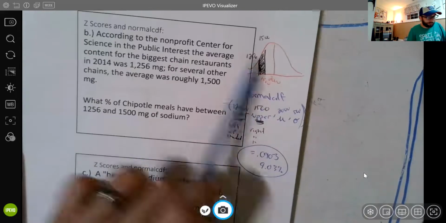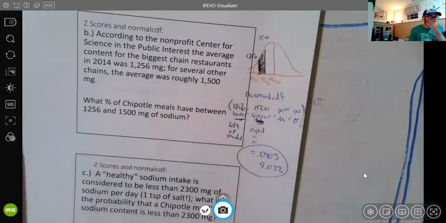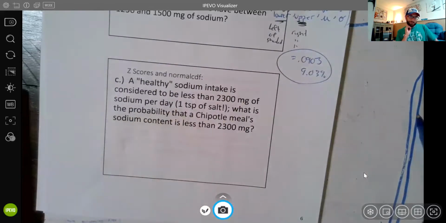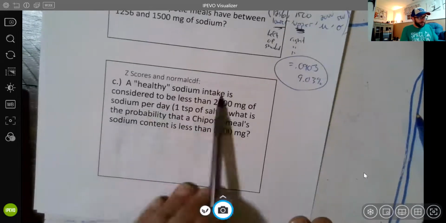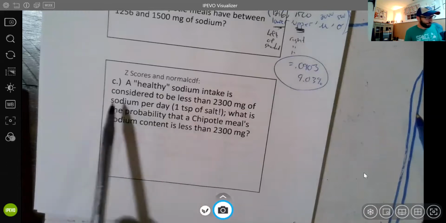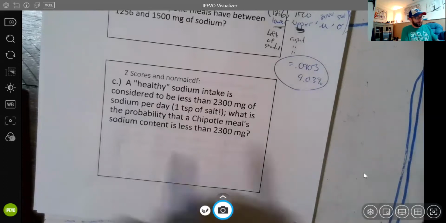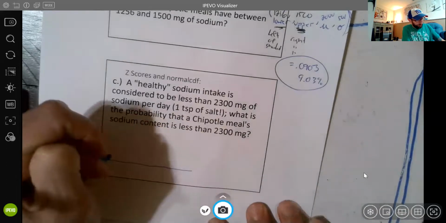So on the exam, these are considered probability questions. Last one. So here we've got a healthy sodium intake considered less than 2,300 milligrams of sodium per day. I Googled it. So we want to know the probability that a Chipotle meal sodium content is less than 2,300.